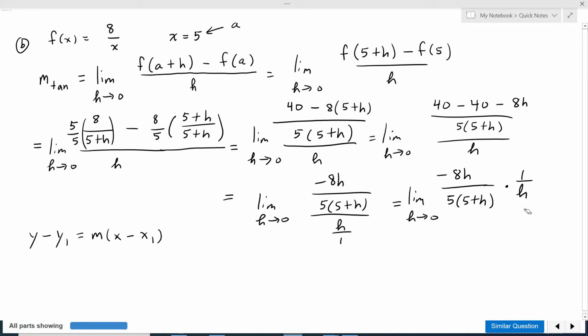Okay, so notice that if you try to use direct substitution to evaluate this limit, you would still get 0 divided by 0, which means it's indeterminate. But since these h's cancel, once you cancel these h's, that's when it becomes determinable. You're left with this limit.